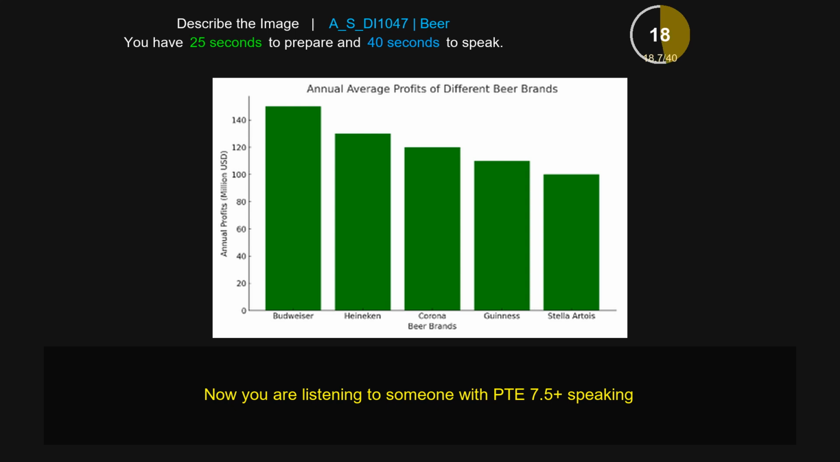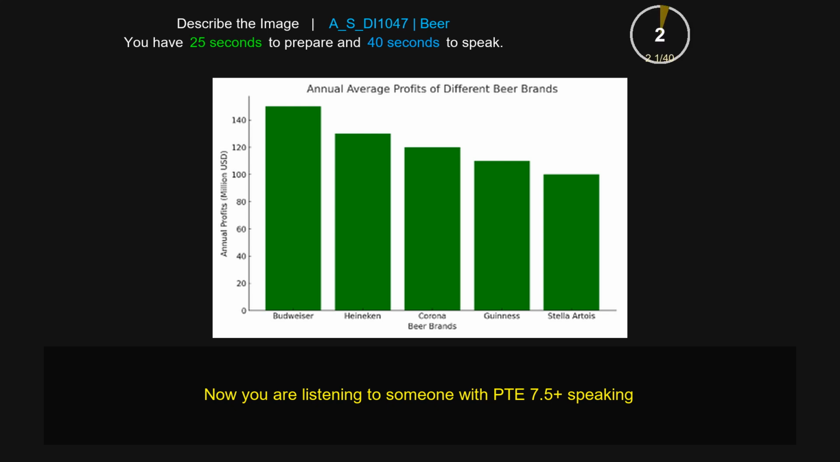The highest amount of the annual average profit has been made by the Budweiser beer, and the value was 145, followed by the Heineken, and the value was 125. On the other hand, the lowest amount of the beer sale has been made by the Stella Artois, and the value was only 100. In conclusion, the Guinness has the value of 105 respectively.